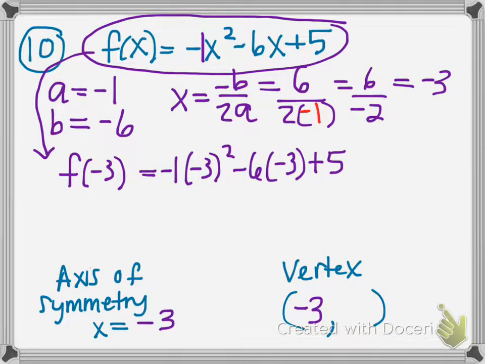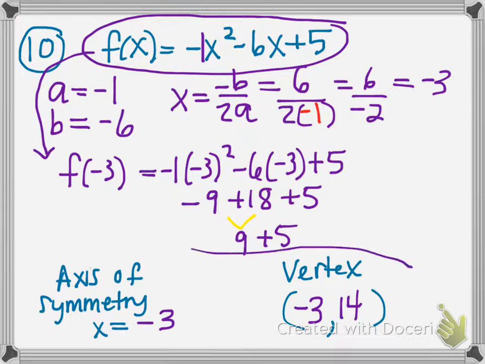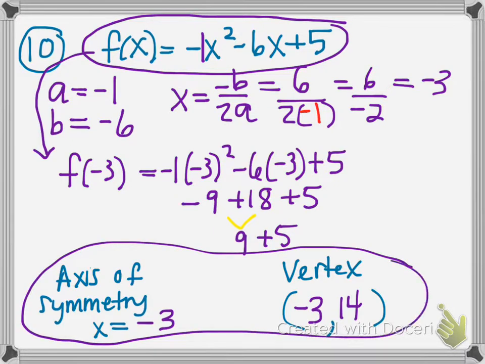My first term, I have to square -3 first, so (-3) squared is 9, times -1 is -9. The next term, I have double negatives, so when I multiply, that makes a +18, and then plus 5. When I combine these first two, -9 plus 18 is 9, and then 9 plus 5 would be 14. So my answers here at the bottom, the vertex is (-3, 14), and the axis of symmetry, the x-coordinate, which is -3.